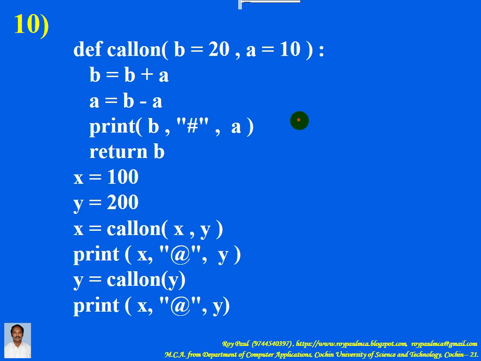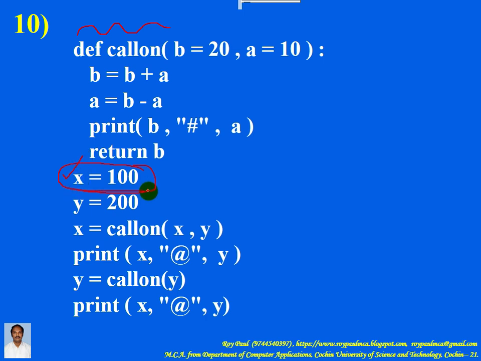Question number 10. It's an output type of question. So step 1, memory should be allocated for the global variables. There are no global variables. Step 2, execution of a Python program starts and ends at main function. So this is the starting point of the main function.